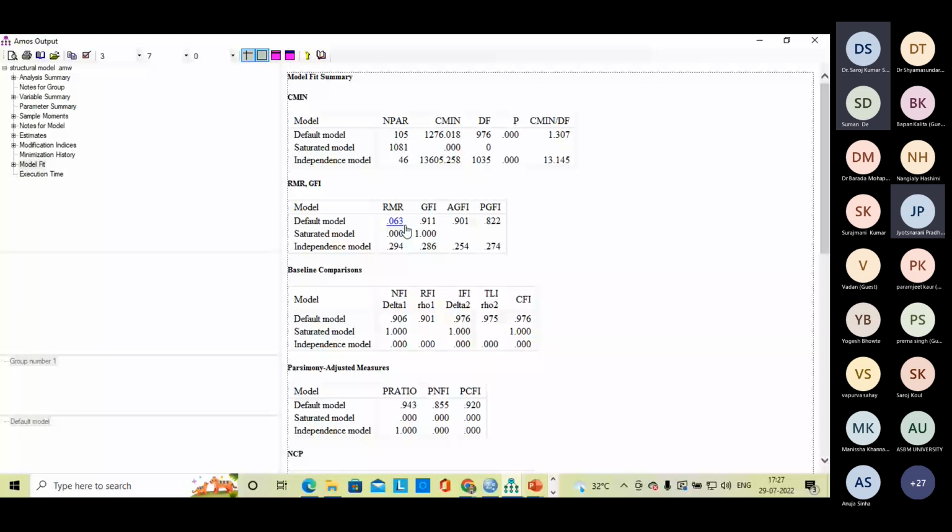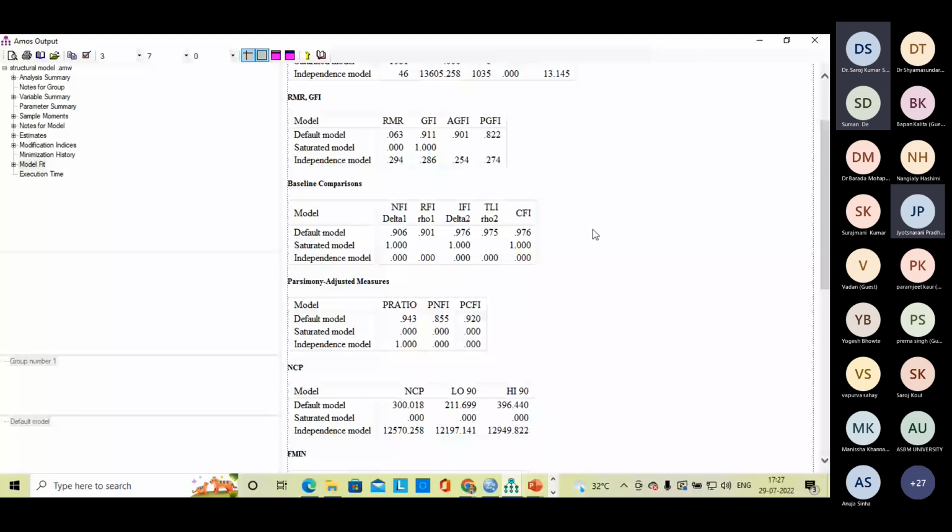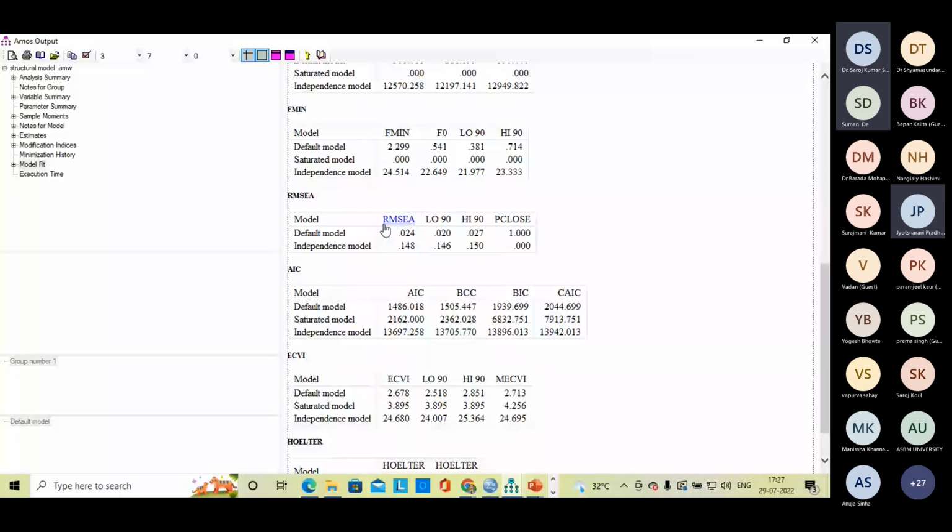Another badness of fit is RMSE, root mean square error. Simply we say root mean square error. The standard for root mean square error is that it should be 0.05. Even some authors say that if it is less than 0.08, it is also acceptable. So in this case, it is less than 0.05, so it is close fitting. This index is saying close fitting.